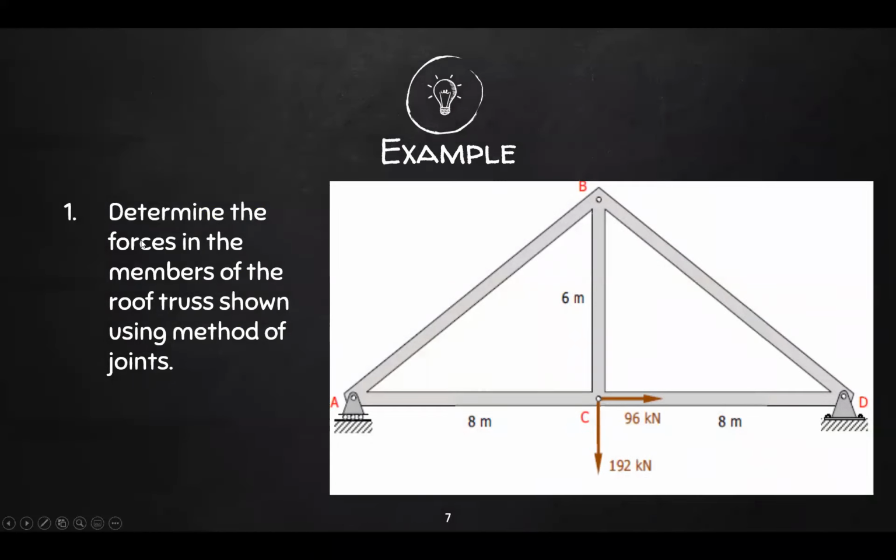So example number 1: determine the forces in the members of the roof truss shown using method of joints. Basically, I want to get the force in members AB, BD, BC, AC, and CD. So let's start.